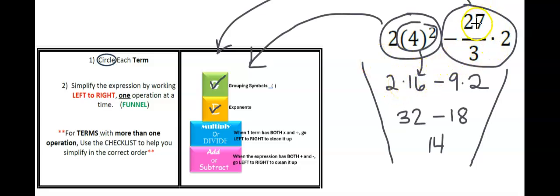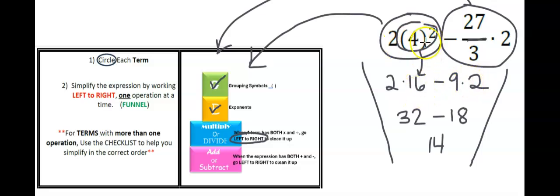When I come over to this term, I'm going to perform 27 divided by 3 is 9, and I'm going to bring down the times 2 because we work left to right for our division, and division is first. 27 divided by 3 times 2. This is first. So we divided and got 9 and brought our times 2 down.